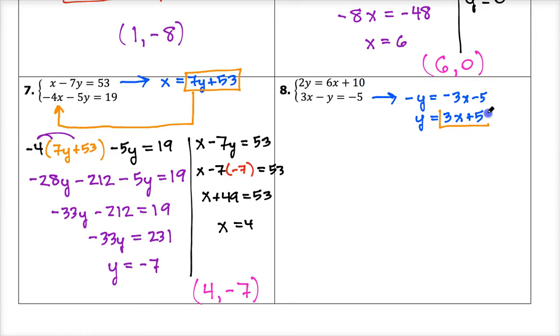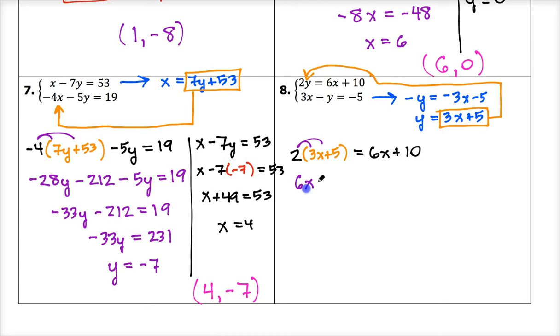So we use the second equation to get y by itself. So I need to plug this expression into my first equation for y. It's going to go right here. So this is going to be 2 times the quantity 3x plus 5 equals 6x plus 10. And now I solve this equation for x. So I get 6x plus 10 equals 6x plus 10.